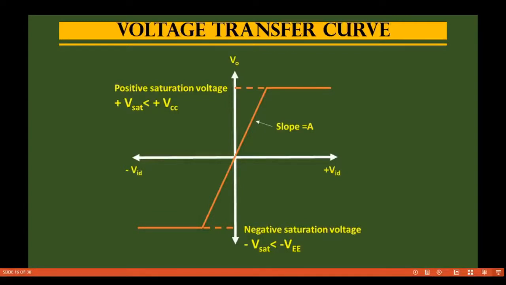These saturation values are specified by an output voltage swing rating of the op-amp for a given value of supply voltages. This means that the output voltage is directly proportional to the input difference voltage only until it reaches the saturation voltages, and thereafter the output voltage remains constant. No matter how much you increase VID, the output will remain constant. So this is the ideal voltage transfer curve.